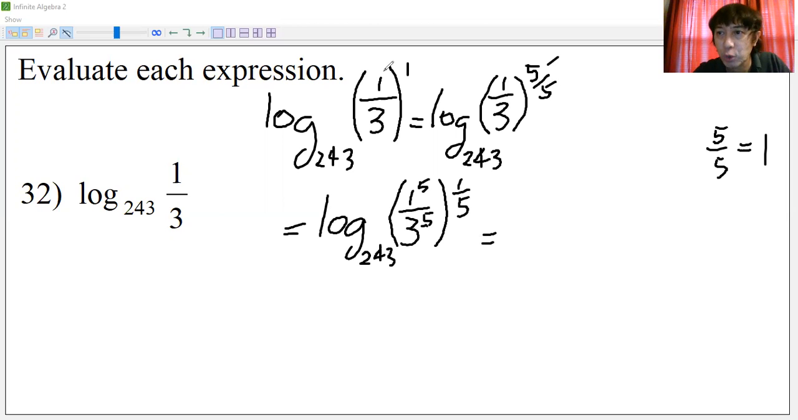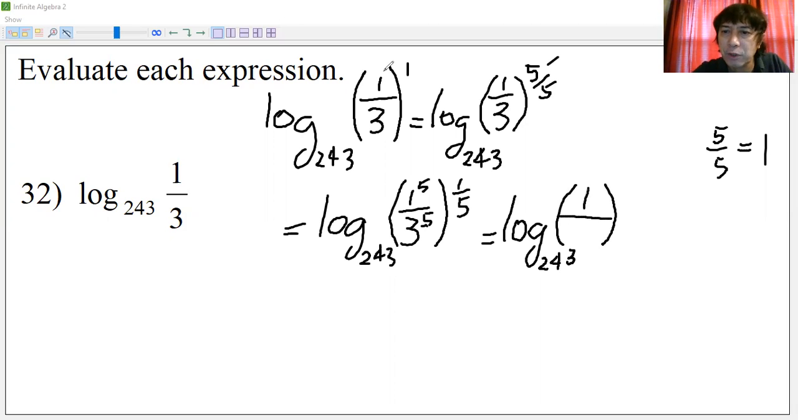1 raised to 5 is just 1. 1 times 1 times 1 times 1 times 1, okay? That is just 1. So we can continue with logarithm to the base 243. And then the number inside a grouping symbol, okay? 1 to the 5 is just 1. Now, 3 to the 5, we know that, that's 243. There. And we still have the 1/5 outside, like that.